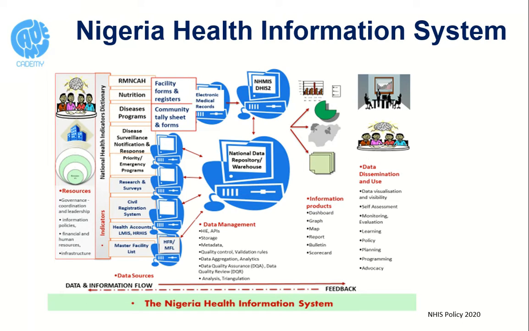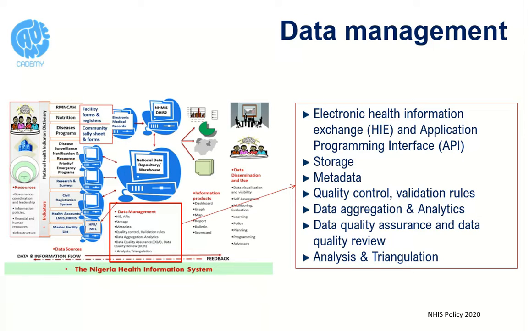If you look at the document, this particular pictorial breaks down the framework in the document. First, it talks about resources. The second, it talks about indicators, and then it also talks about data management, information products, and data dissemination and use. Okay, but the area that concerns us will be data management, based on the description and the guidance that we receive in this document, the Nigerian Health Information System Policy.